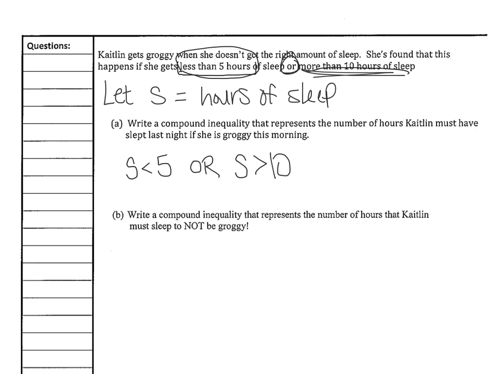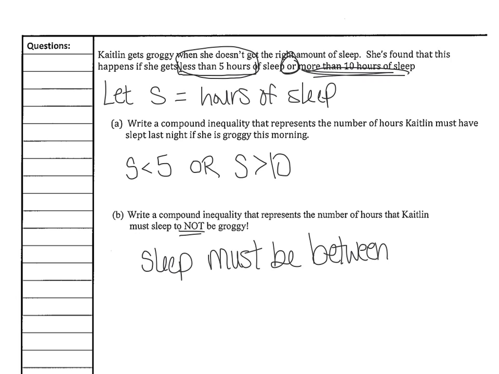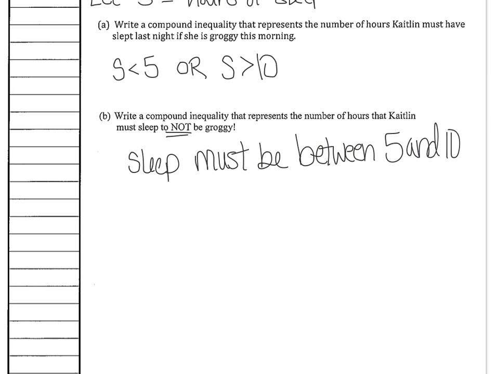All right, so now what we're going to do is write a compound inequality that represents what she must have slept if she is not groggy. All right, so that's everything that wasn't included here and here. So Caitlin's not groggy. It makes sense if she gets somewhere between 5 and 10 hours of sleep. All right, so we're going to say that her sleep, let's write this in words first, must be between 5 and 10 hours.